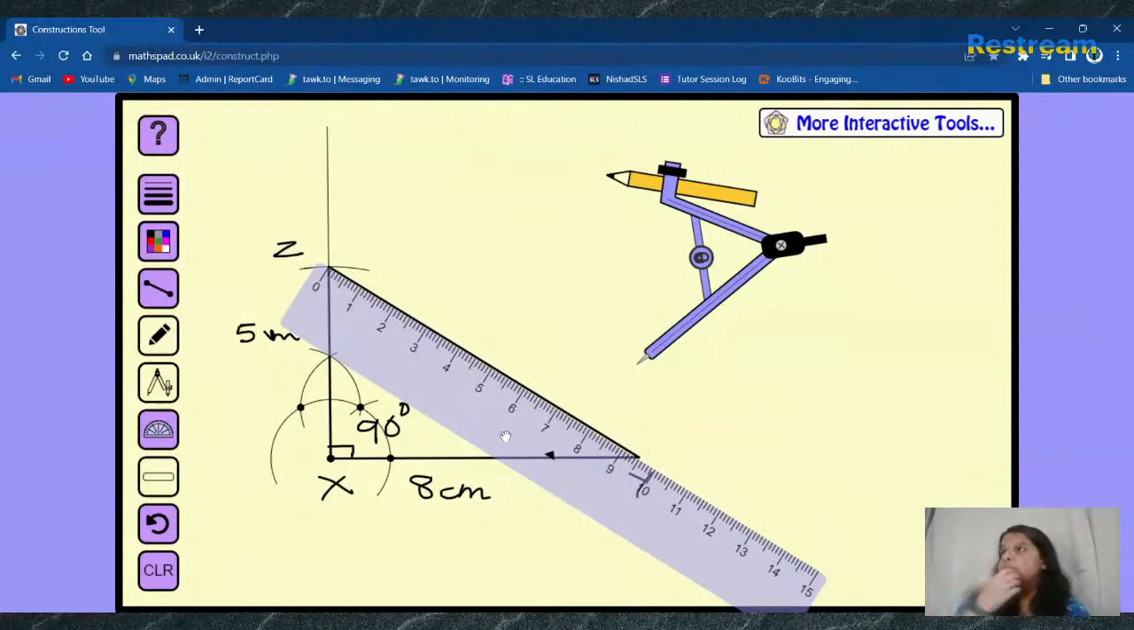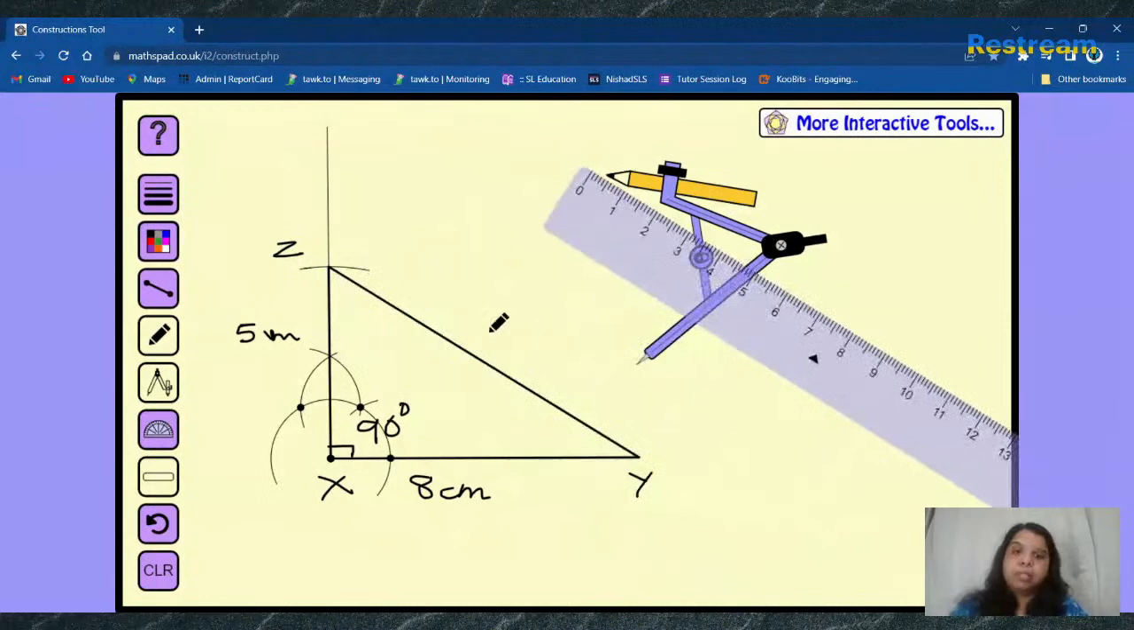So this is the next question. Measure YZ to the nearest mm. So it is 9.5 centimeters. So I can write here 9.5 centimeters. Okay. Now bisect angle ZXY using a compass and a ruler only.